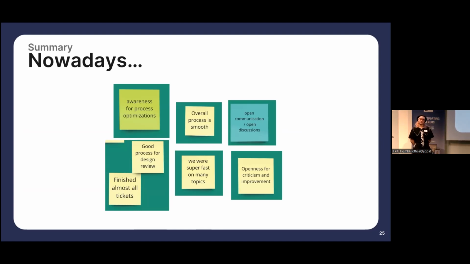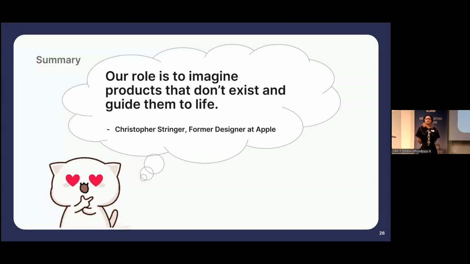And we were really happy when we saw that the process is working and the design quality and the handoff is going up in terms of quality. So yeah, if I want to leave you with one thought, it's this really nice quote I found.